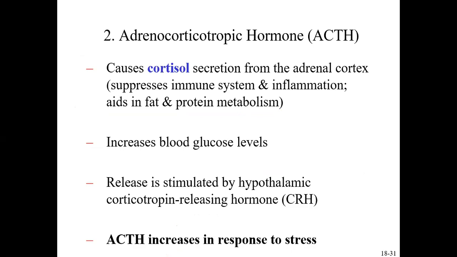Number 2 is something called ACTH, adrenocorticotropic hormone. This is also regulated by the hypothalamus, but it is produced by the pituitary gland, the anterior pituitary gland. There is a hormone called hypothalamic corticotropin releasing hormone, or CRH. This is what is regulating the production of ACTH.